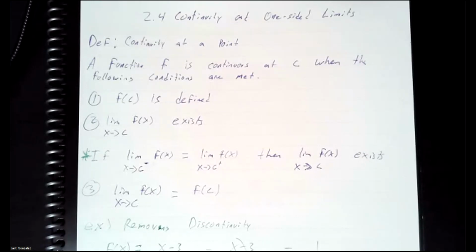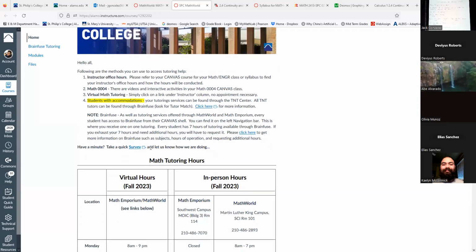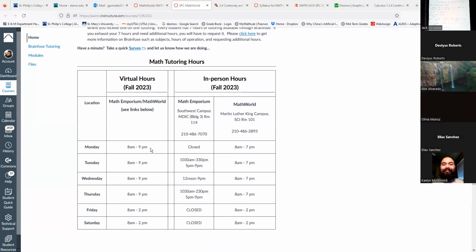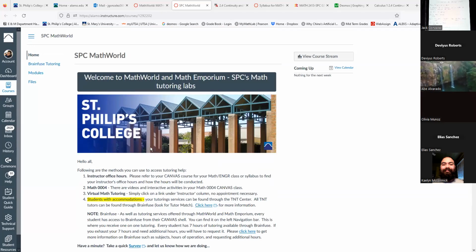Yes, it's fall 2023. So this is this. Let me share mine, I guess. This is what you were looking at, right? Yes, and if you go up just a little bit from there, you can see on number 4 that all of the tutors can be found through Brainfuse, and you click here for more information on the tutors, right?